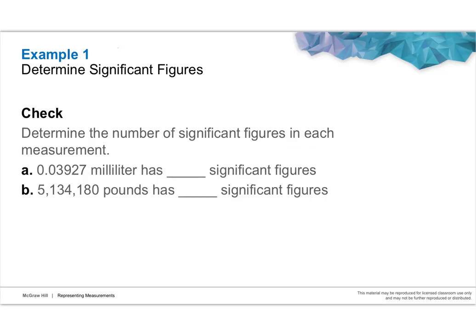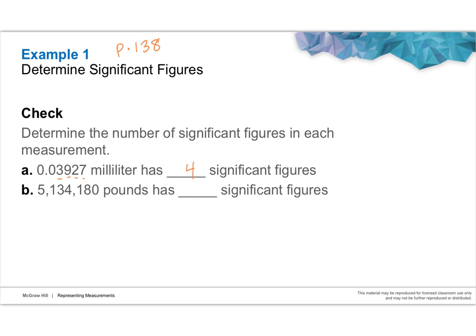All right, for our check back on page 138 at the top, for example 1, we're asked to determine the number of sig figs in each measurement. Here we have a decimal value less than 1, and so remember we're taking only the digits that are to the right of the first non-zero digit. So hopefully you can agree that that would be the 3, the 9, the 2, and the 7. And so we would have 4 significant figures there.